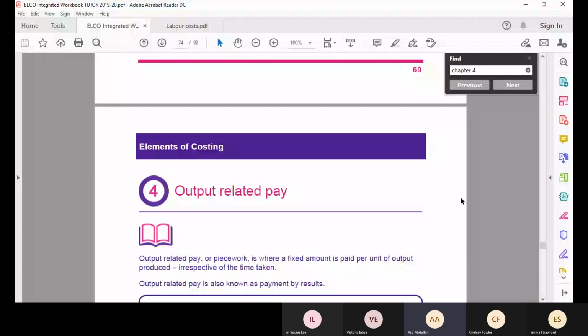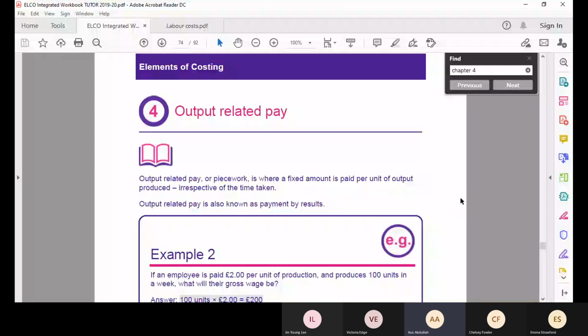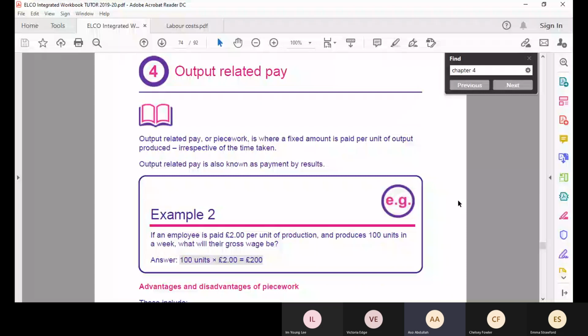Example number 1, then we are on output related pay. So imagine you are employed by a company, and it is a manufacturing company. They are producing a product. The more you make, the more money you will receive. So output related pay, or piecework, is where a fixed amount is paid per unit of output.